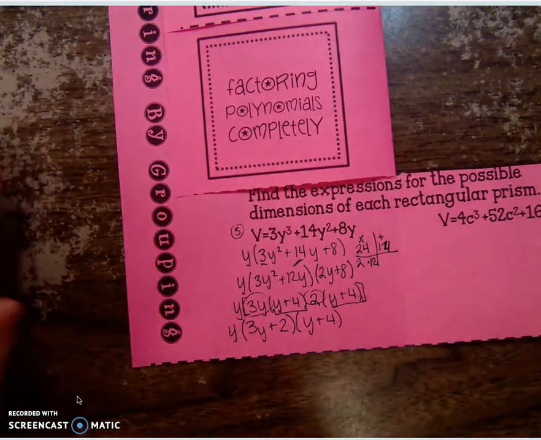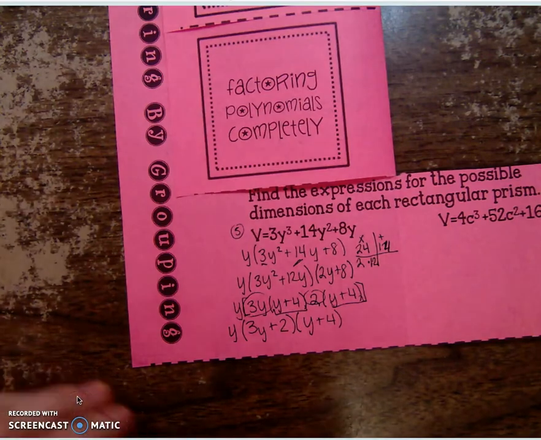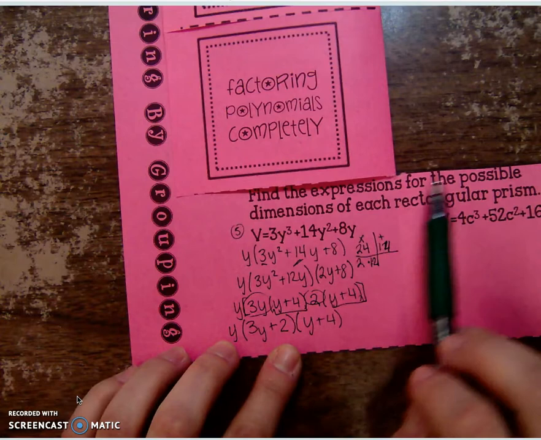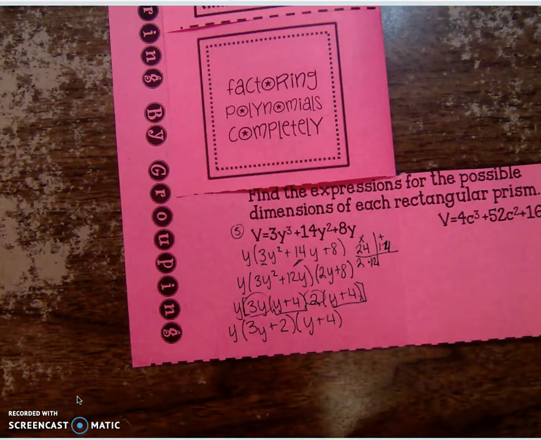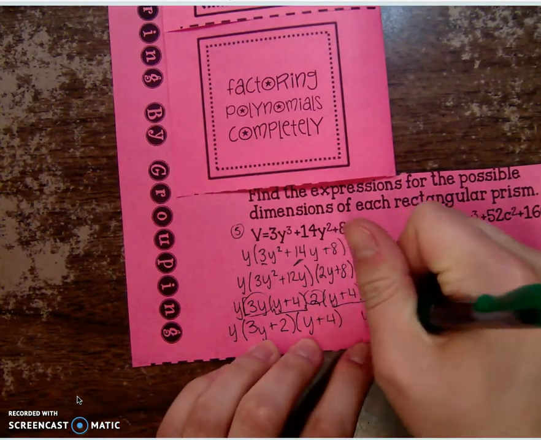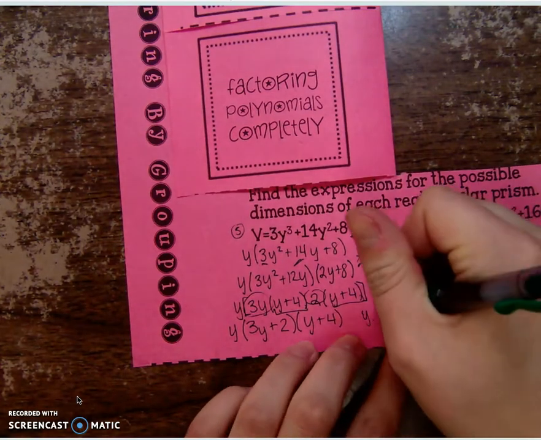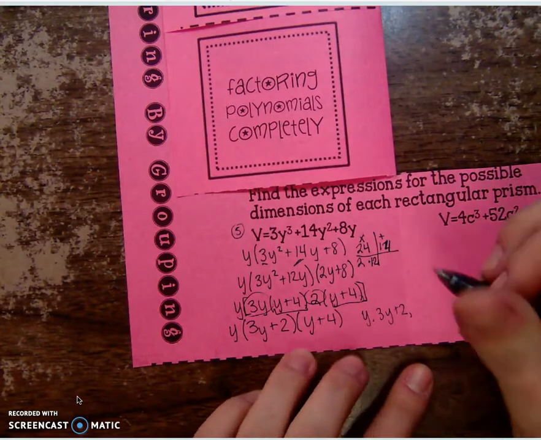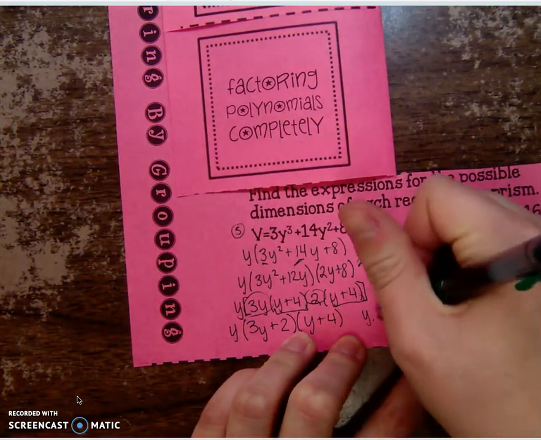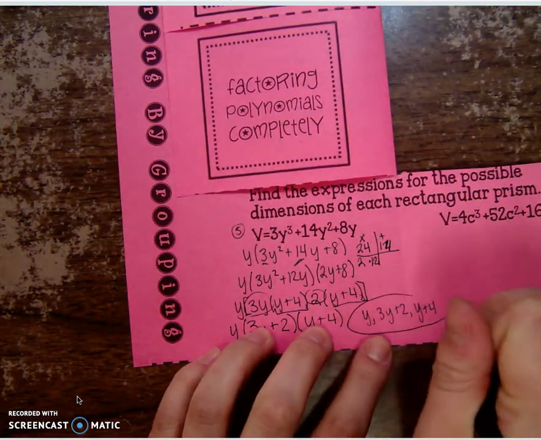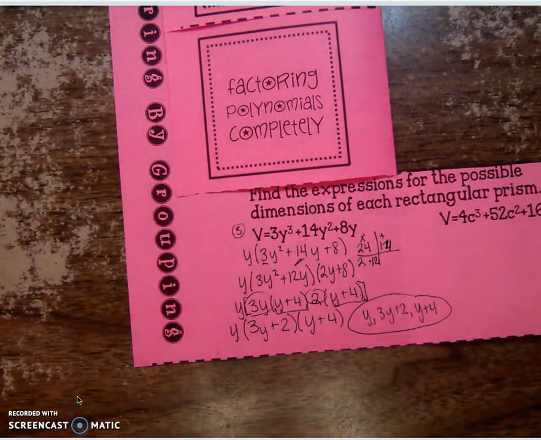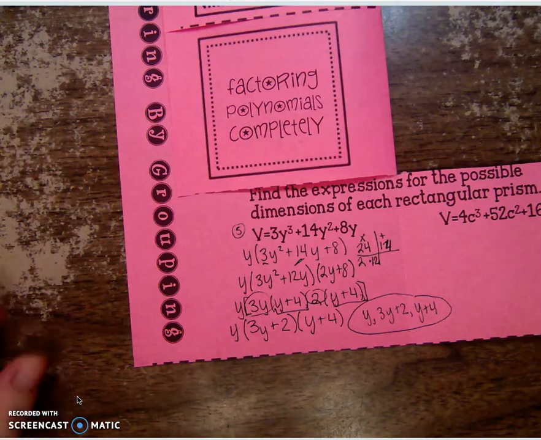None of that has been different until this point. Now it's asking for expressions for possible dimensions. Well, that's what we just found. y is a possible dimension. 3y plus 2 is a possible dimension, and so is y plus 4. All of these are possible dimensions to find the volume of this rectangular prism.